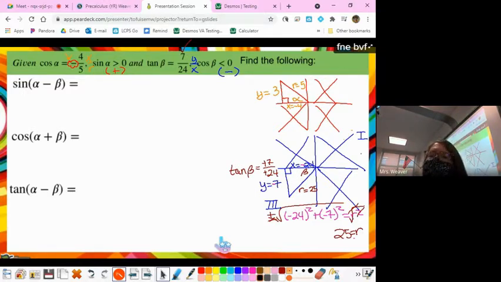So, this idea of needing to be able to read through something and think about it and try to figure out why that is, that's an essential skill as you move forward into college. You're going to have to read your textbooks, your math textbooks, and figure things out.